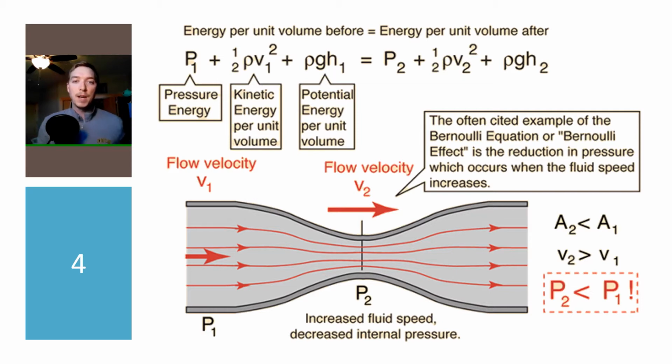The often cited example, if we see in the box on the right there, of the Bernoulli equation or Bernoulli effect is the reduction in pressure which occurs when the fluid speed increases. So here we see P1 on the left in our bottom little pipe diagram there, and P2. So we're seeing an increase in fluid speed because we're restricting the area through which that fluid can flow, but the same volume is flowing through the pipe. So in order to get that volume through the pipe, you have to increase the speed. So when you have an increase in fluid speed, you have a decrease in internal pressure.